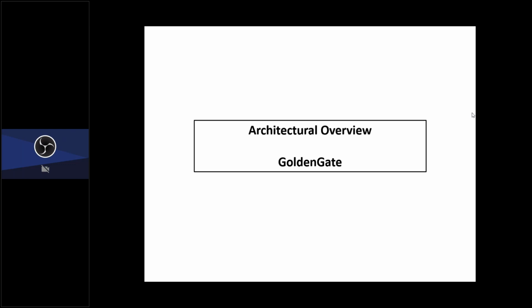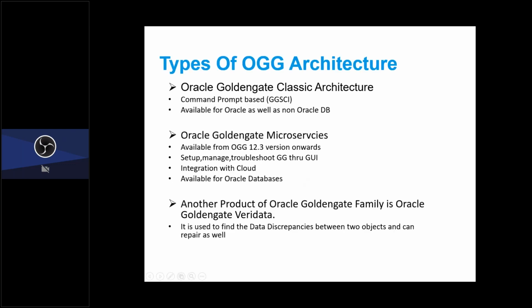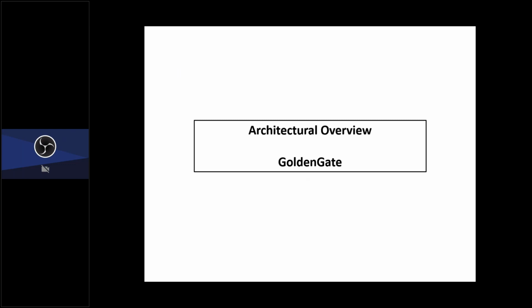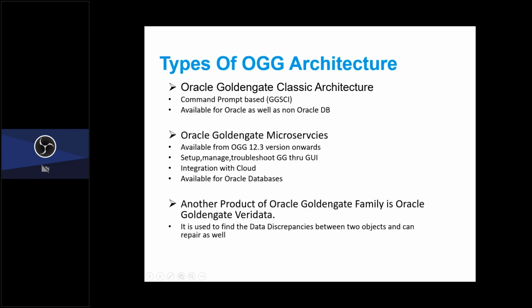Okay, so let us proceed. So let us now discuss the architectural overview of Oracle Goldengate. So we were discussing, this is the Oracle Goldengate 7-week learning Oracle Goldengate classic architecture session, right? So what is classic architecture? What are the different types of architecture available? Let us first discuss that.